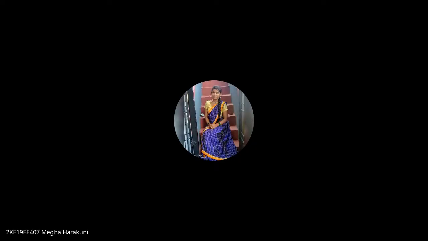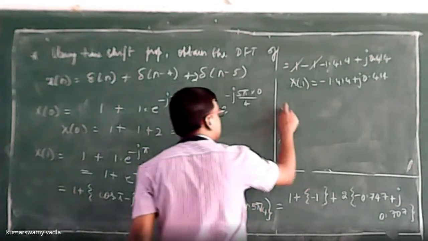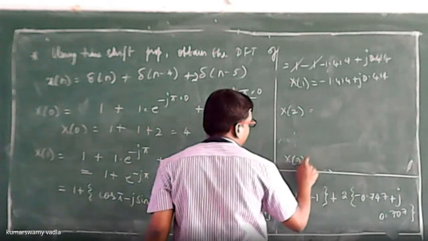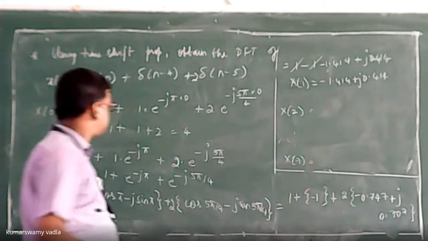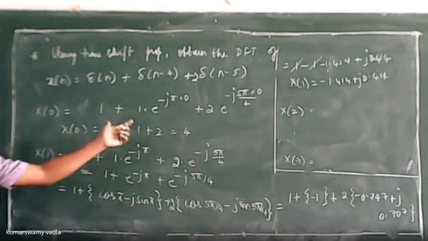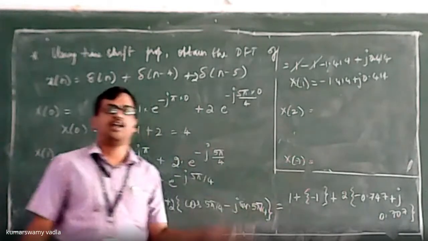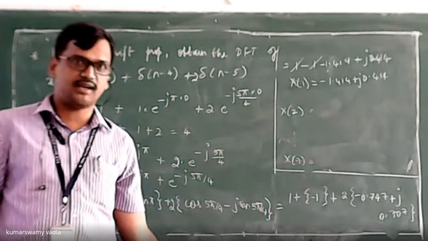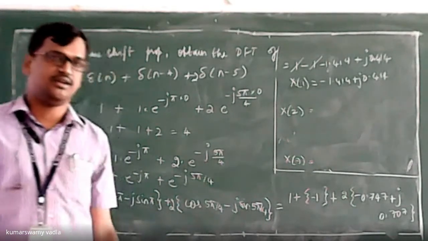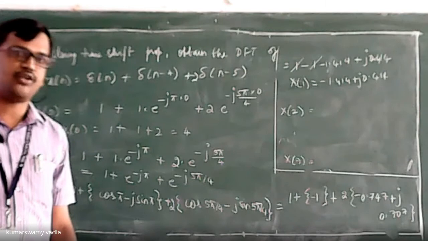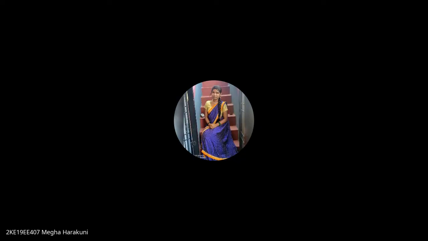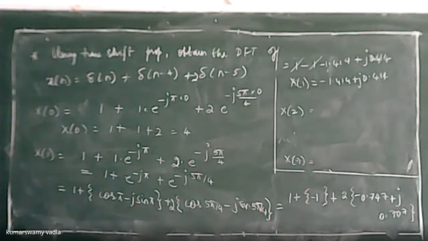Yes, sir. Similarly, can you find out the values of X of 2 till X of 7, by just substituting k equal to 2 to 7, as I did for 0 and 1? Can you do that at home as an assignment? Tomorrow I will ask the answer. Can I leave that for you all? Okay, thank you so much. But I want the answer in tomorrow's class.